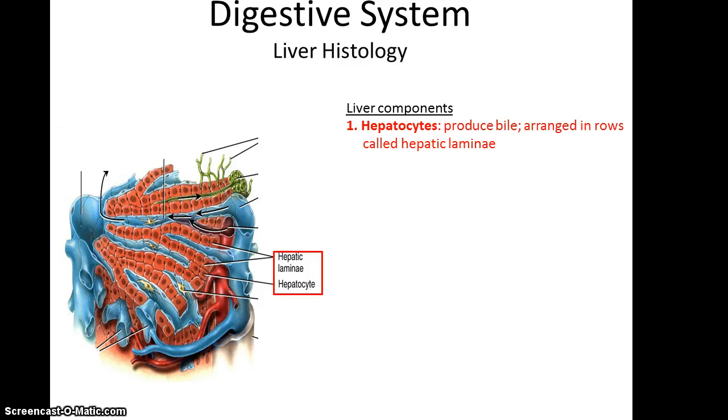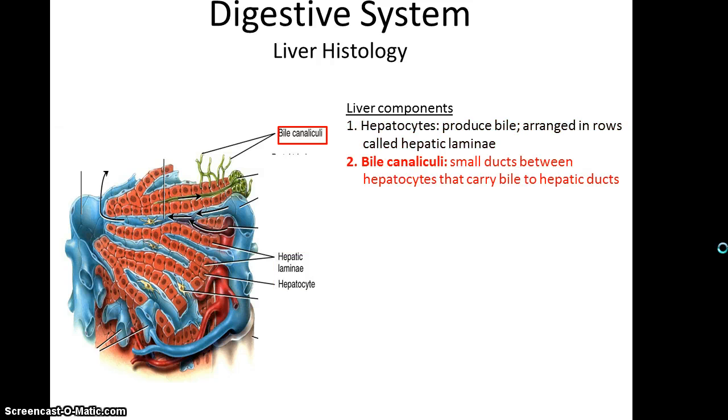So, the liver's histology. Well, on a cellular level, the liver is made up of hepatocytes. They are arranged in rows called hepatic laminae, and they produce bile. That is their main job. They run along the bile canaliculi, which are just ducts that are going to carry the bile from the hepatocytes into the hepatic ducts.